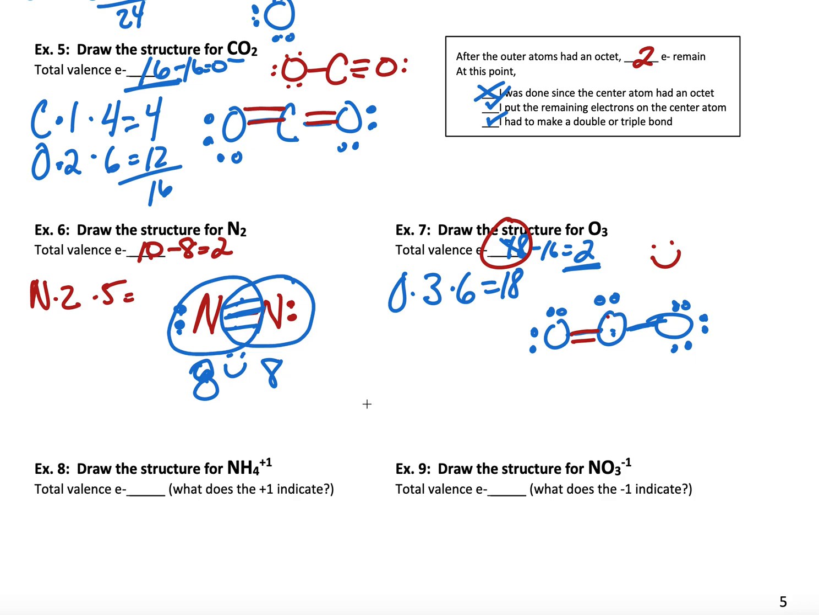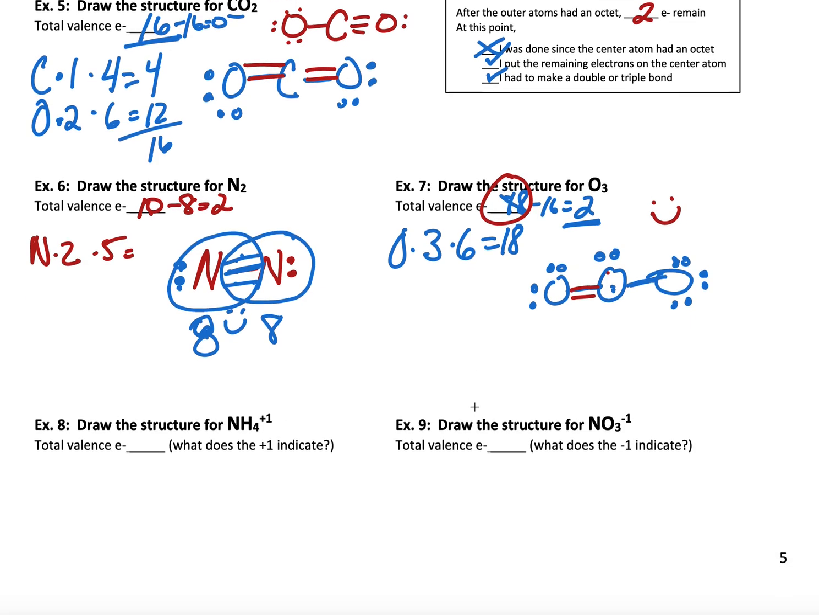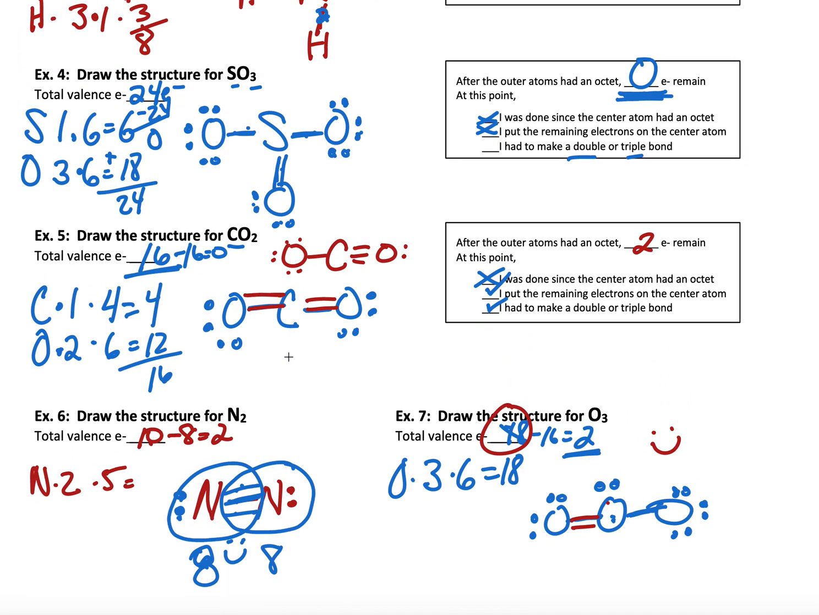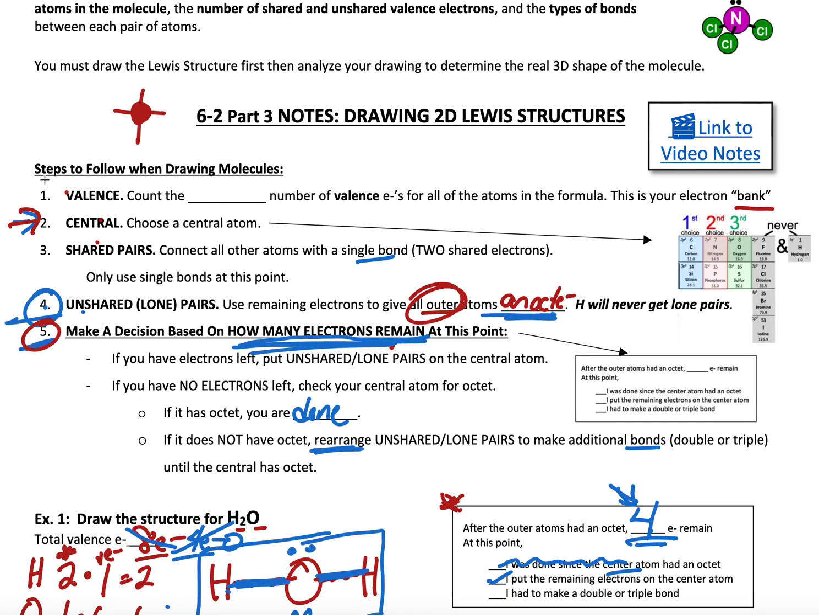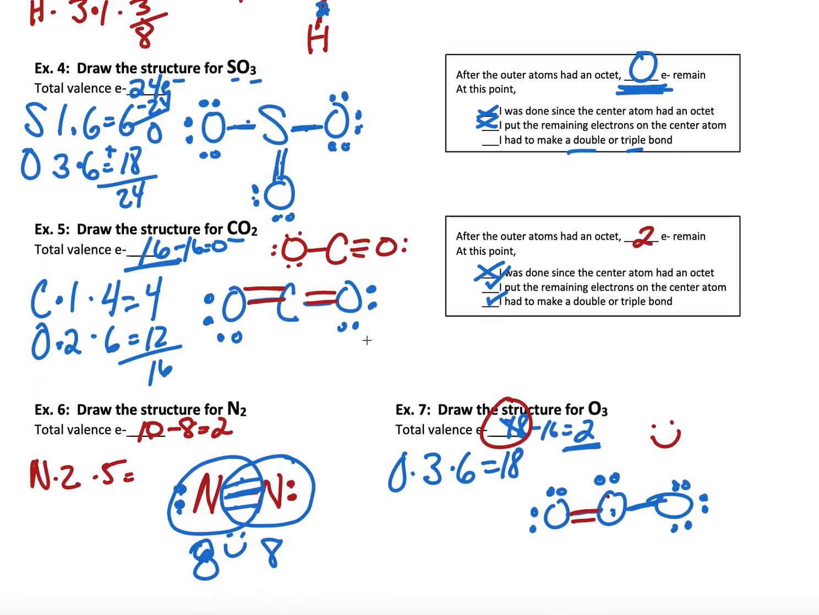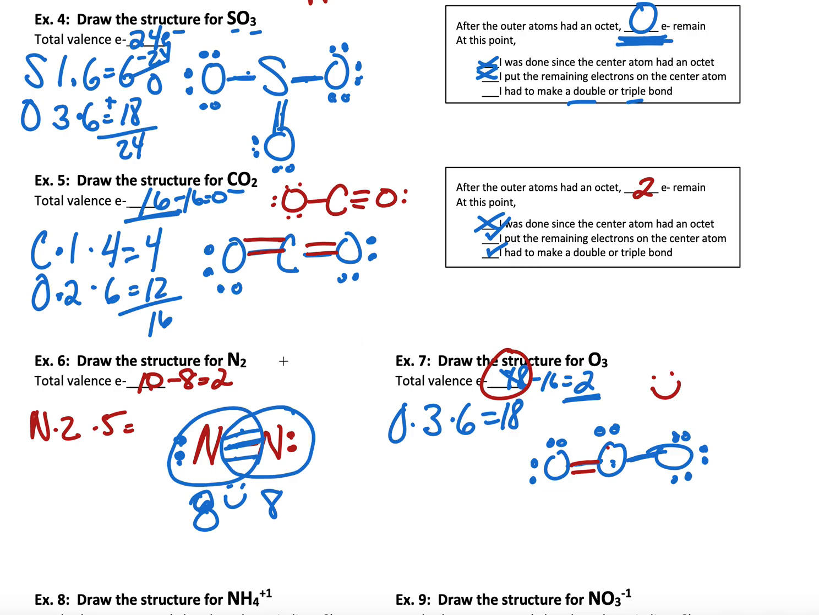The last thing we have to do is talk about how to do this for ions. What do we do with those little charges? And then we're done. All the rest of the images that you're going to come across, you do the exact same way. Go through these steps, step by step. You'll always have your notes here. But the biggest thing that you need to do is make a decision based on how many electrons remain. That is going to be the key determining factor in whether you get these right or wrong. You've got to know, after you give the outer guys an octet, how many electrons remain. And then just go through this little checklist, and then you should be able to wrap up your molecules perfectly. So let's go see how we do the last two.